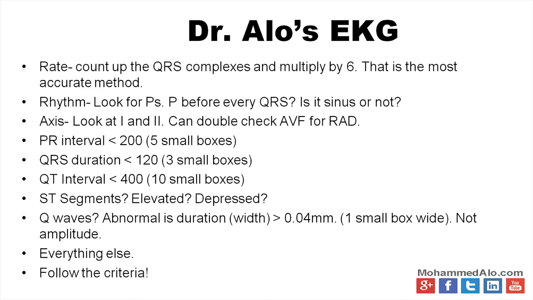Next, we want to look for Q waves. The most important thing about Q waves is that the duration is greater than 0.04 seconds. The duration is greater than a small box. So if your Q wave is greater than or equal to 1 small box in width, that's when it's an abnormal Q wave. It has nothing to do with the amplitude. A lot of attendings and people you see will tell you, well, it has to be one third the height of the next QRS or whatever it is. That's absolutely not true. The only thing that makes it abnormal is the width of it. If it's greater than 40 milliseconds or 1 single small box, then that is what makes it abnormal.